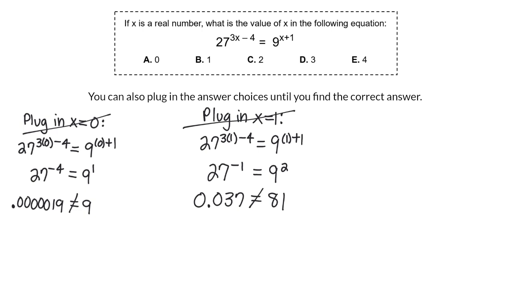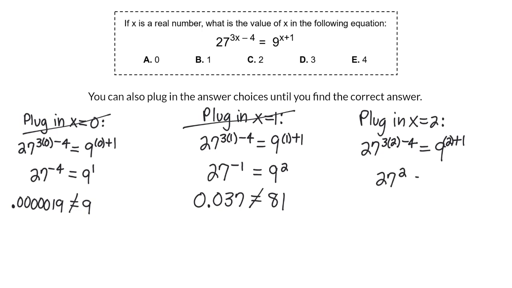Now let's try x equals 2 and see if that works out. This is going to end up being 27 to the 3 times 2 minus 4, equaling 9 to the 2 plus 1. That's 6 minus 4, which is 2. 27 to the second power equals 9 to the third power. And when you work those both out with a calculator, they both come out equal to 729. So it does look like x equals 2 is the right answer. The answer is C.